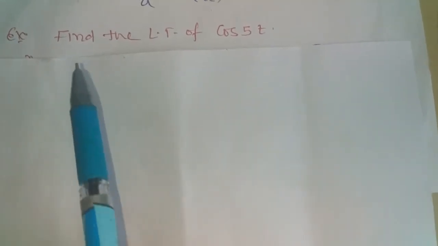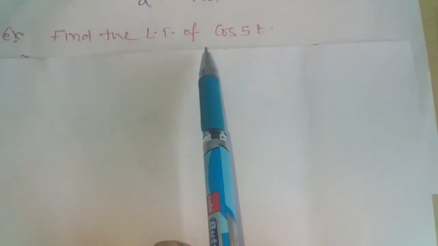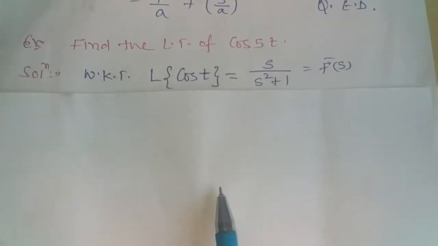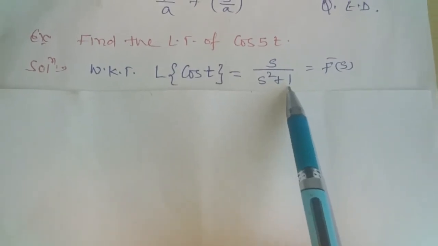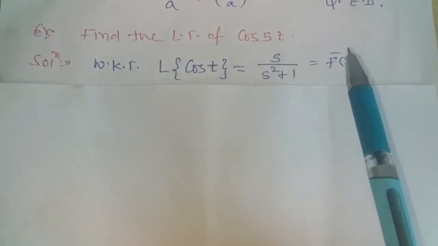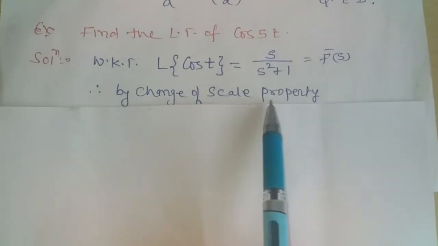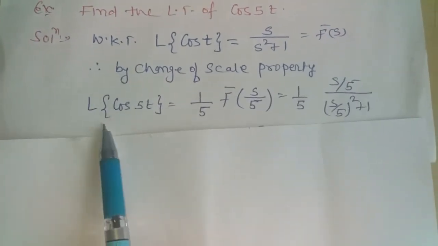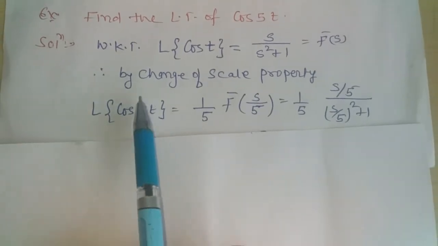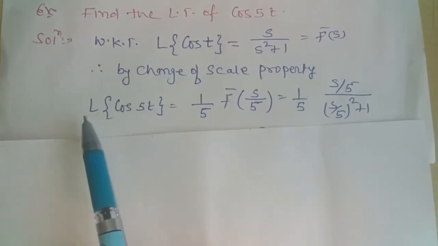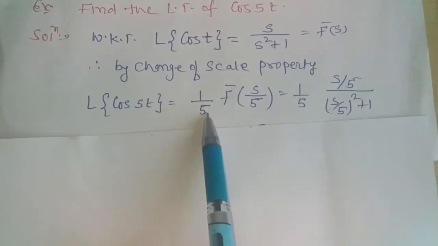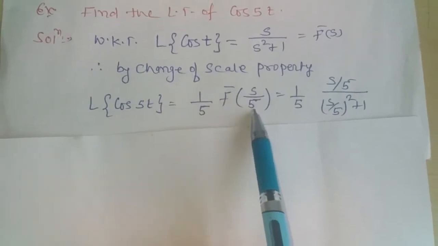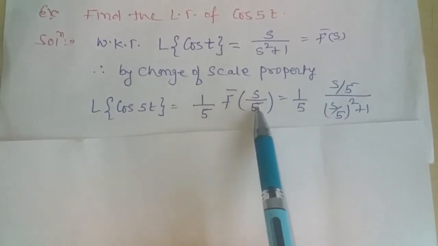Now we see how to apply the change of scale property. The question is: find the Laplace transform of cos 5t. We know that the Laplace transform of cos t is s/(s² + 1), which we denote by F̄(s). Applying the change of scale property, we get the Laplace transform of cos 5t. Here we change the scale of the function f(t) by 5. So we get the Laplace transform of cos 5t is (1/a), where a is 5, times F̄(s/a), so that is F̄(s/5).